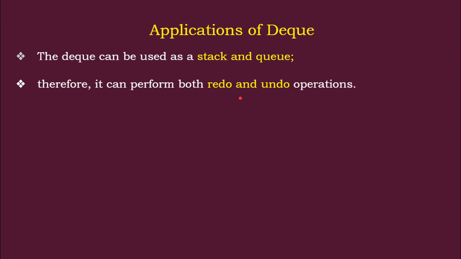For these operations, the DQ is used as a data structure, because as we know, DQ has both ends, and insertion and deletion are possible at both. Redo and undo are just repeating the same work or removing the last work. So that is done by the last in first out and first in first out nature of this DQ, having both the stack and the queue.